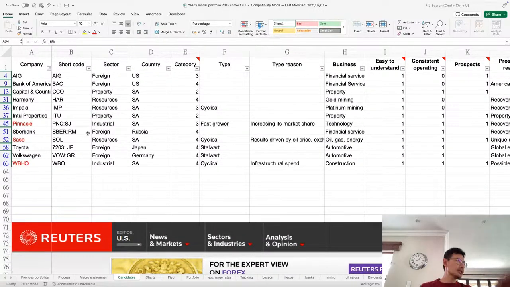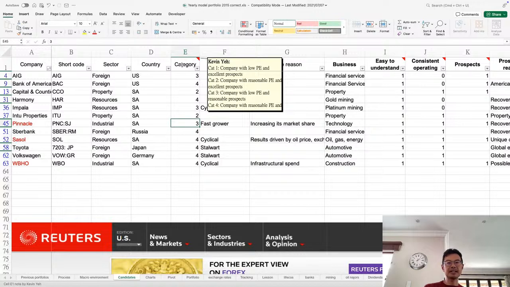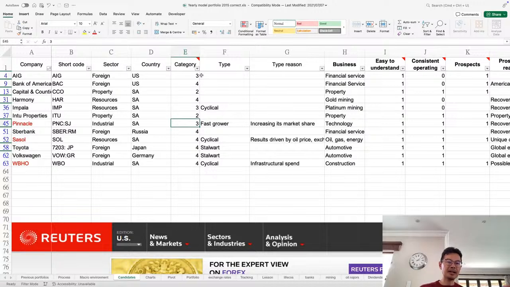So in the spreadsheet, number one is the company, and then the short code, the sector. I want to diversify across sectors, and then the country, and then category. Category here is using the Peter Lynch method. My method is that category one is a company with low PE and excellent prospects. Category 2 is a company with reasonable PE and excellent prospects, and then a company with low PE and reasonable prospects, and a company with reasonable PE and excellent prospects.